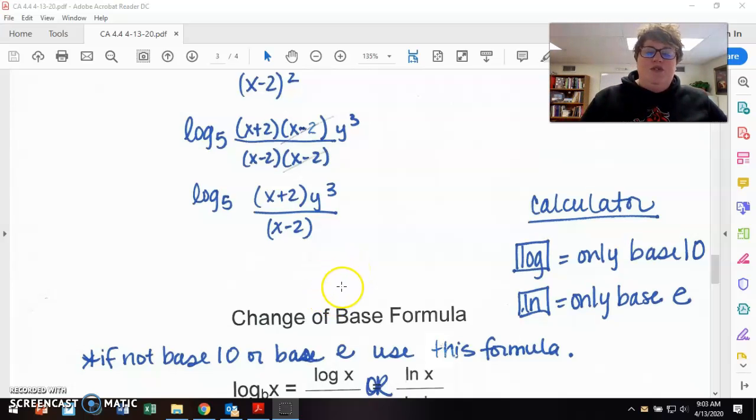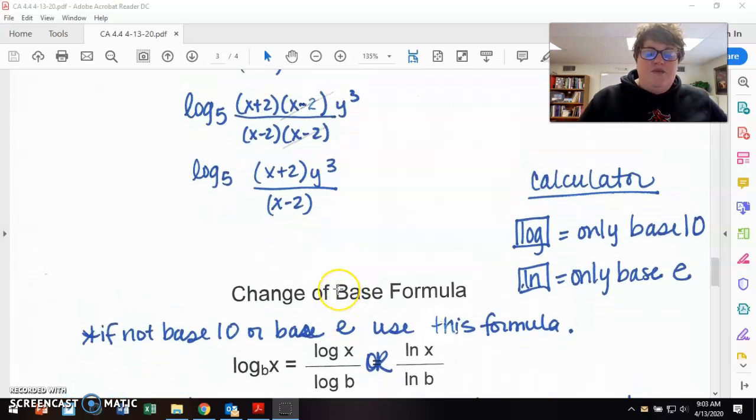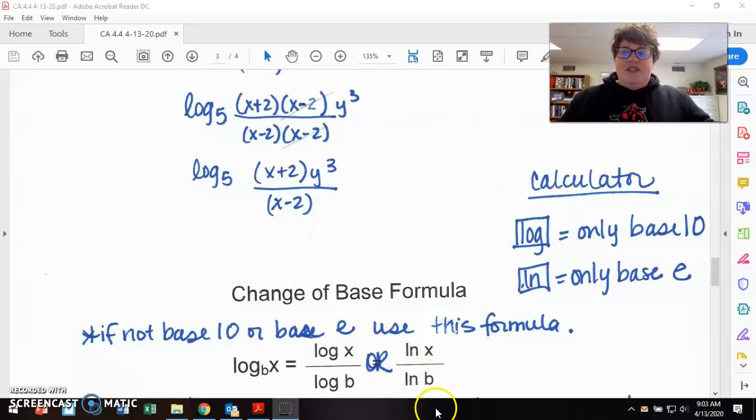This is when you're going to use this formula, the change of base formula. So this is how you evaluate log base b of x. It's log of x divided by log of your base. Or you can do natural log of x divided by natural log of your base. It doesn't matter which one you do. You're going to get the same answer whether you use log or natural log. Just make sure that you have the same on the top and the bottom. And do not cancel the logs and do not cancel the natural logs.